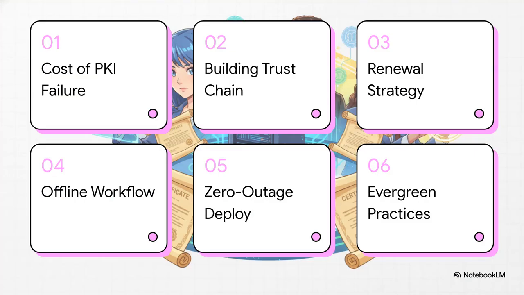Okay, here's the game plan for today. We'll be covering: 1. The cost of PKI failure. 2. Building the trust chain. 3. Renewal preparation and strategy. 4. The offline renewal workflow. 5. Zero outage enterprise deployment. And finally, 6. Evergreen PKI best practices.